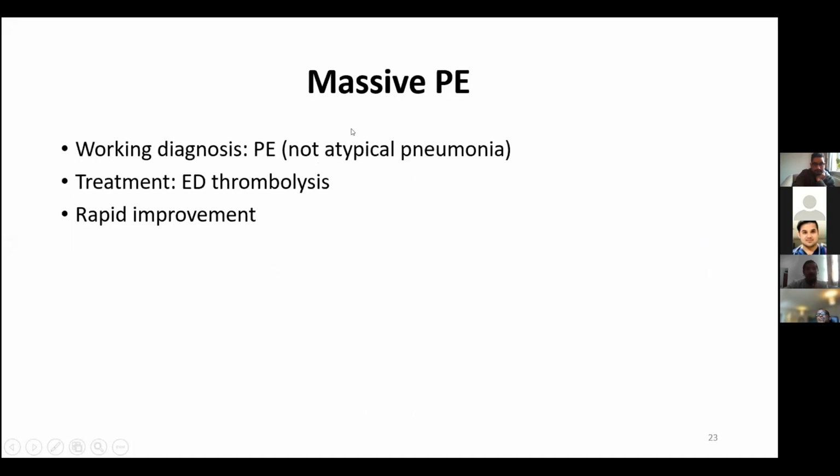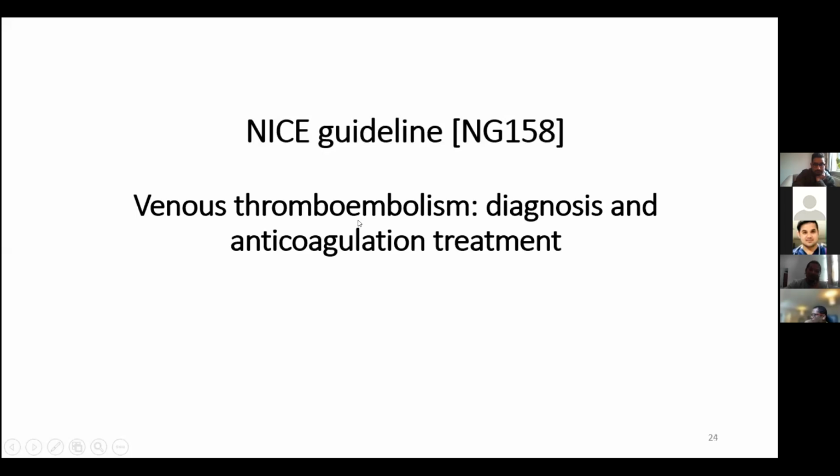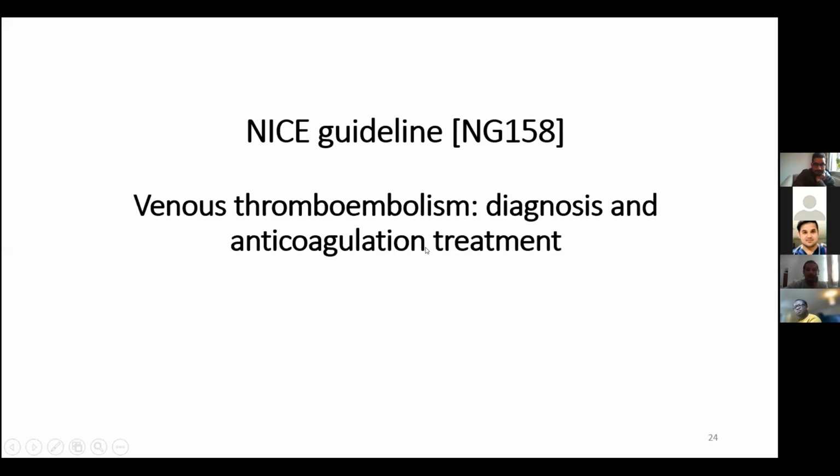So the diagnosis would be massive PE, and the treatment will be prompt ED thrombolysis, and there will be rapid improvement in the patient. So with that, let me discuss a NICE guideline on venous thromboembolism diagnosis and anticoagulation treatment. Any questions up to now, guys? Okay, I'll take that as no. So let's proceed with the NICE guideline on venous thromboembolism diagnosis and anticoagulation treatment.